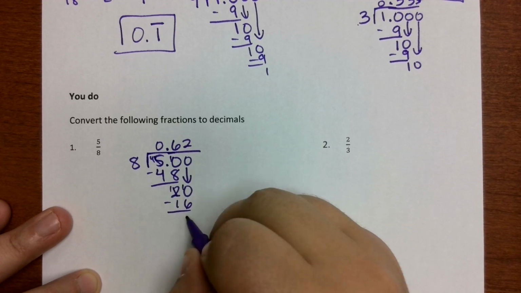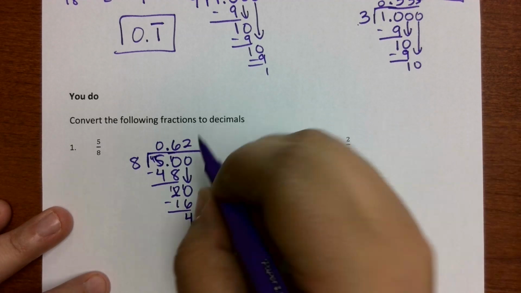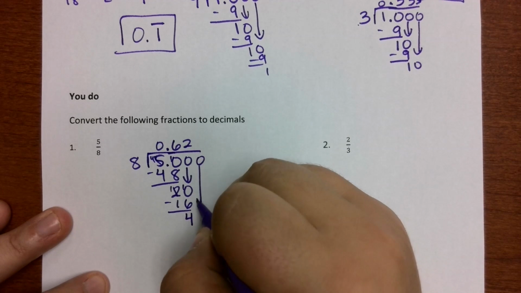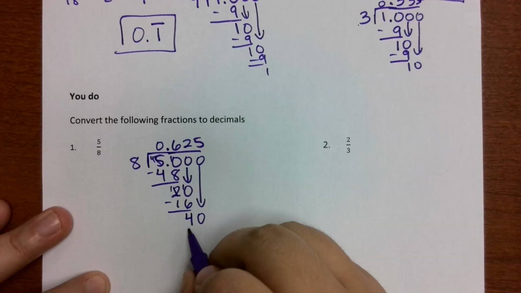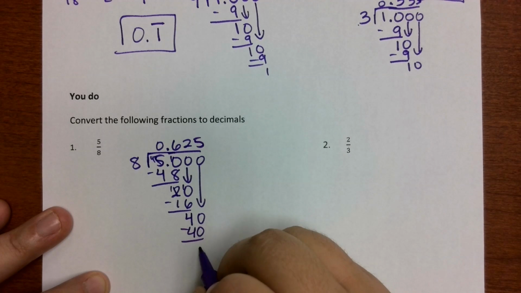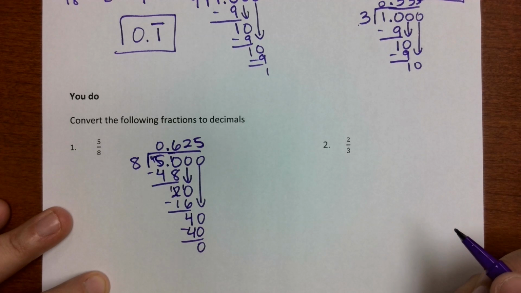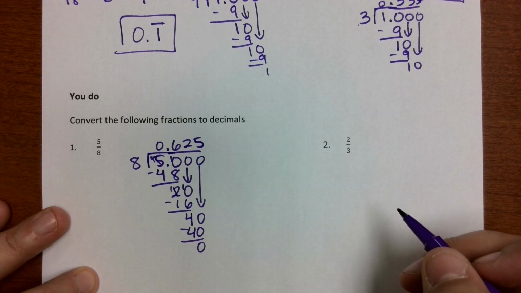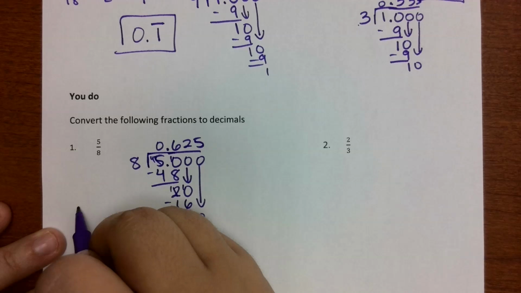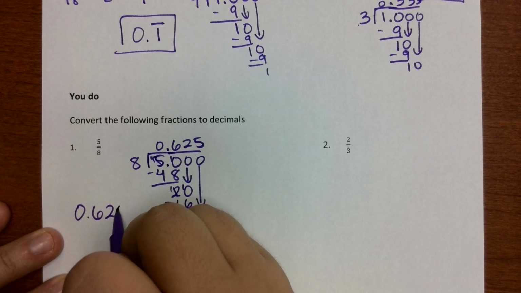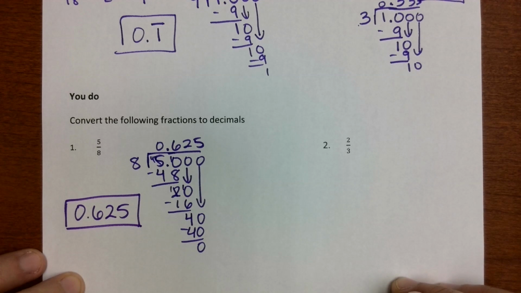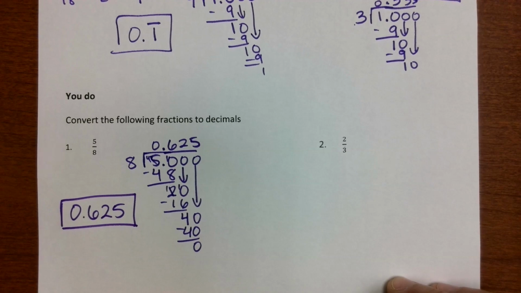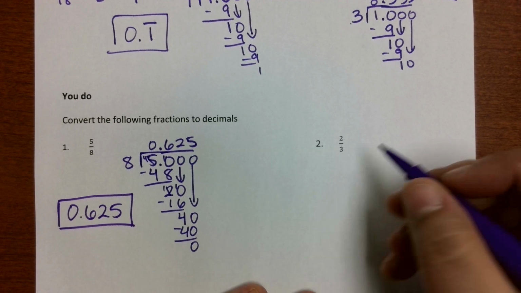Subtract, you got 4. Still got a remainder, so you had to keep on going. Add another 0. 8 goes into 40 5 times, which is 40. So you got a remainder of 0, so now you're allowed to stop. So 5/8 was equivalent to 0.625, or 625 thousandths. And the last one was 2/3.